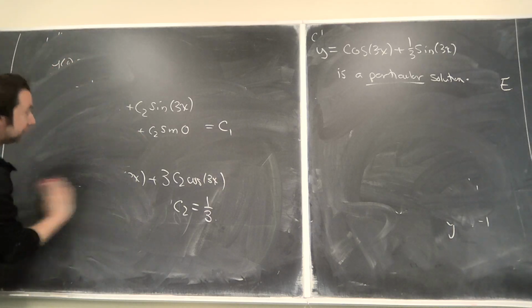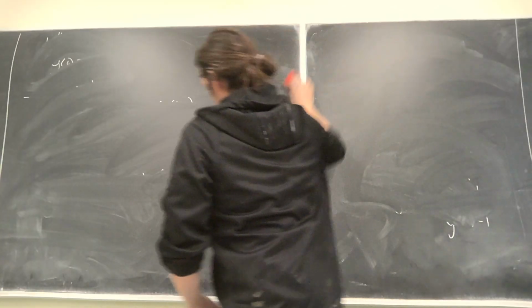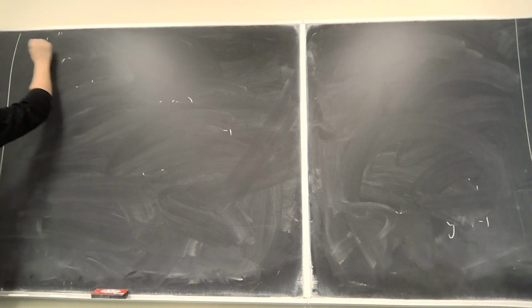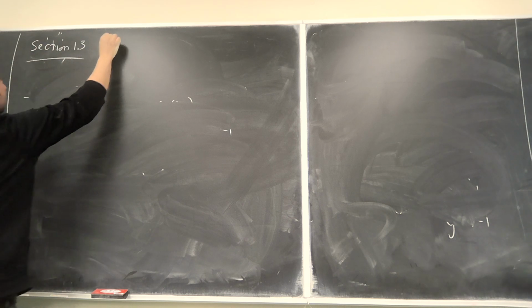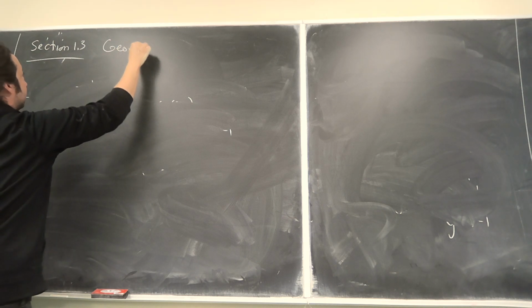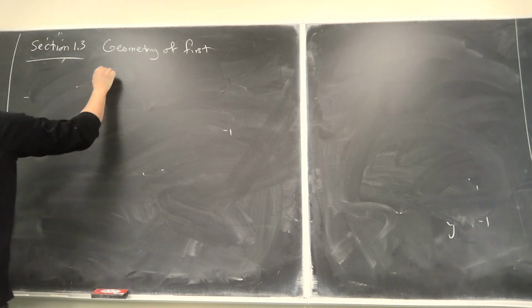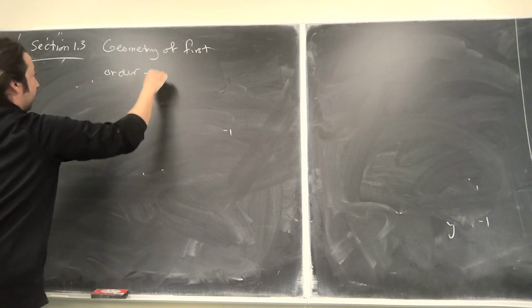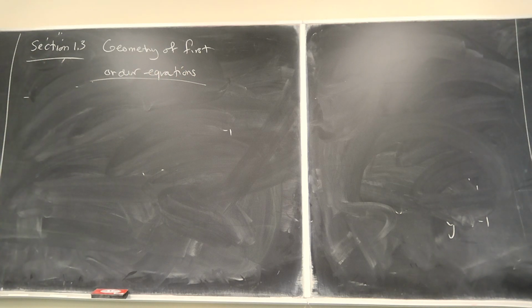Okay. So let's look at 1.3. So section 1.3 is about the geometry of first order equations. Okay, so the whole point of this is that I can study what's going on in a physical process even if I don't know what the solution to the equation is.